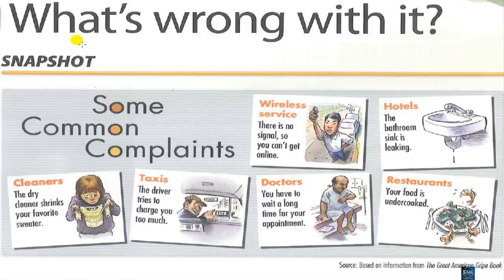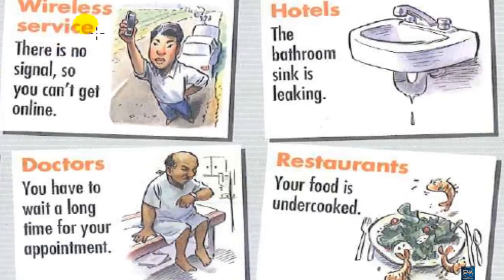Unit 6. What's wrong with it? Snapshot. Some common complaints. Complaint number 1. Look at the picture. What do you see here?